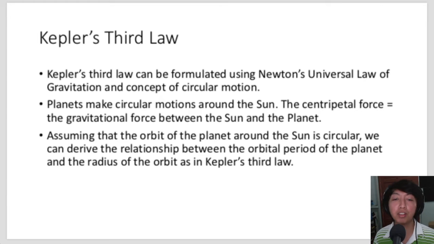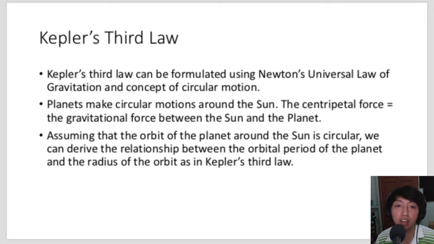Okay, so Kepler's law. How did they come up with this? How did Kepler figure this out, or how did they manage to calculate this? Kepler's third law can be formulated using Newton's universal law of gravitation and the concept of circular motion. So we can use these two formulas, which we have learned in our last chapter, to come up with Kepler's third law. Alright, so we can make the formula for Kepler's third law.